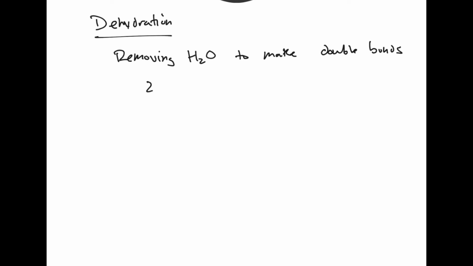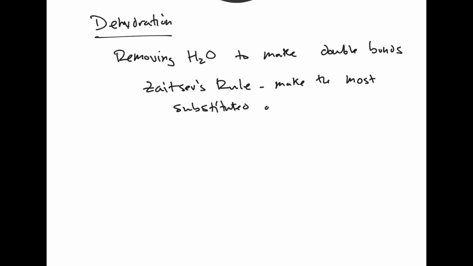You may remember from organic 1 that your product is going to be determined by Zaitsev's rule, which kind of shorthand is make the most substituted double bond, right? You're going to want to make the most substituted double bond for these.